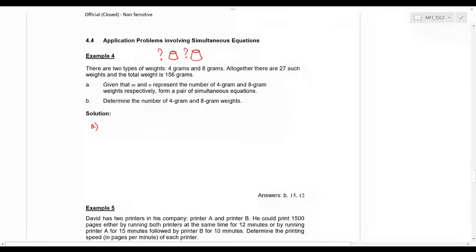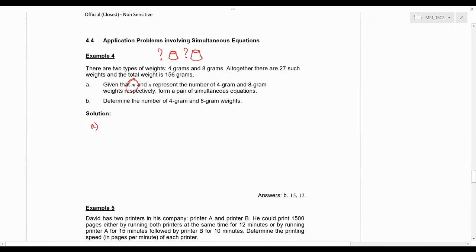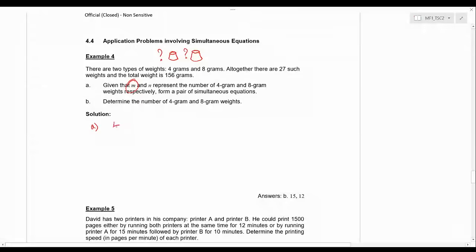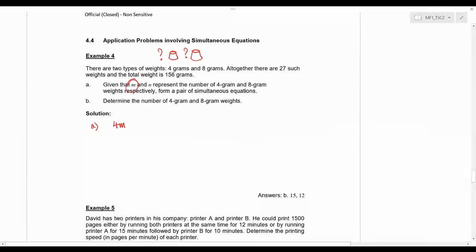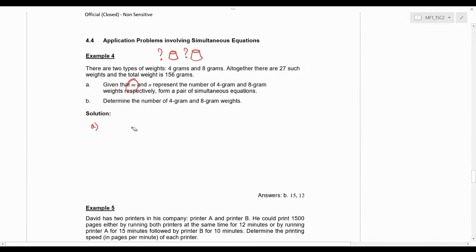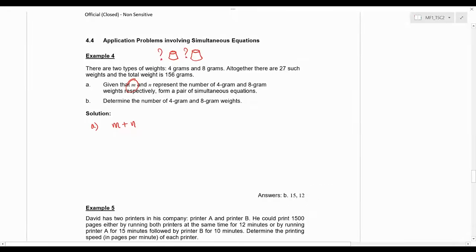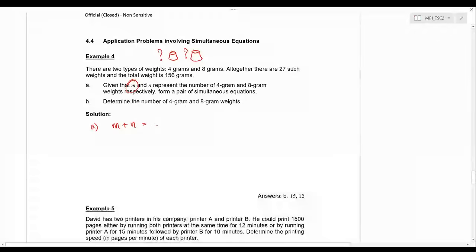Right. So for question A, M here is the number of 4-gram weights, right? That means if I take the number of 4-gram weights multiplied by 4 gram, which is 4 times M, if I add, wait, actually I don't need this first step. So I'm going to take the number of 4-gram plus the number of 8-gram weights. I know there are 27 of them.